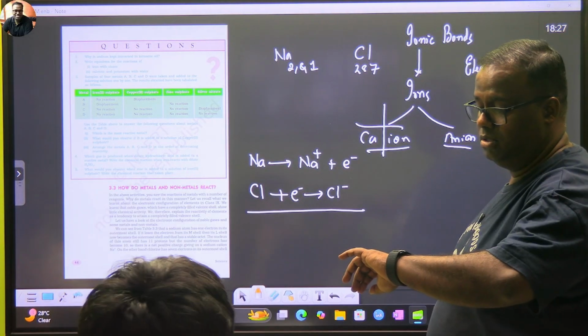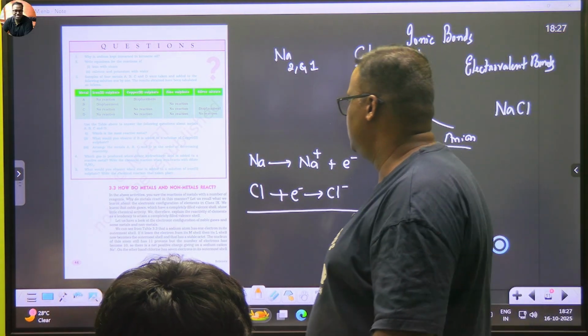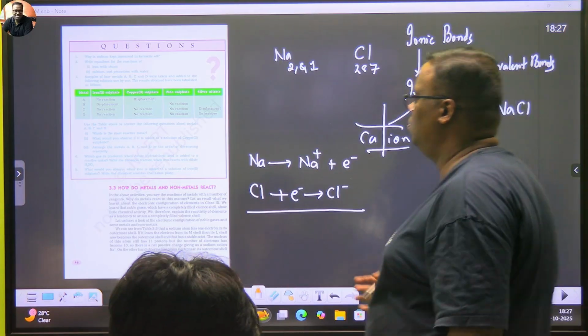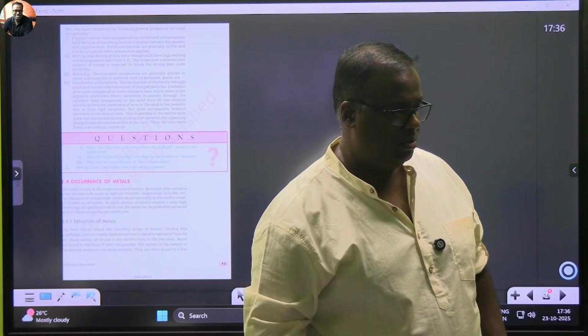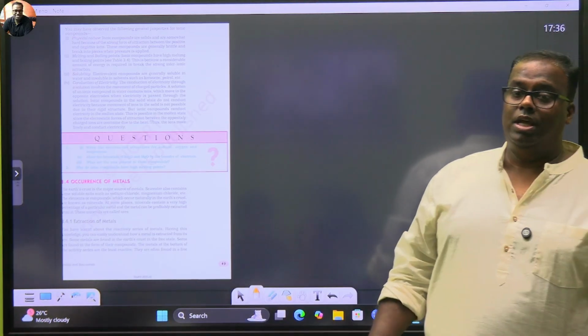So, we will keep that for today. How do metals, how many are we left with? We'll continue from here in our next class then. So, we start with refining later.